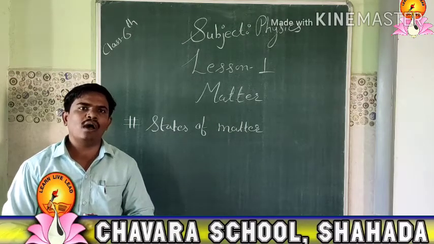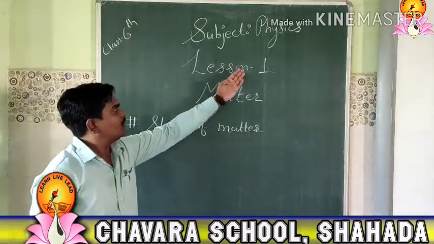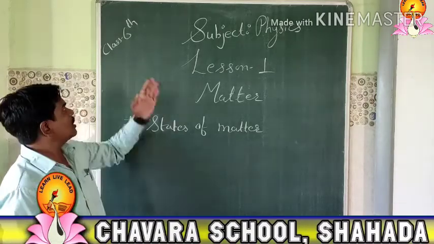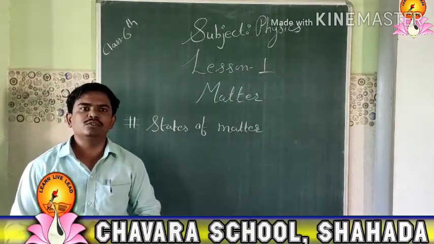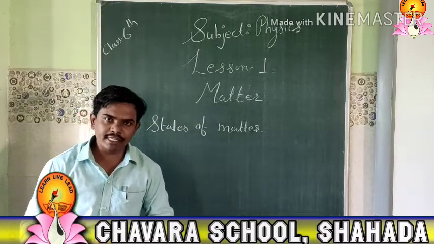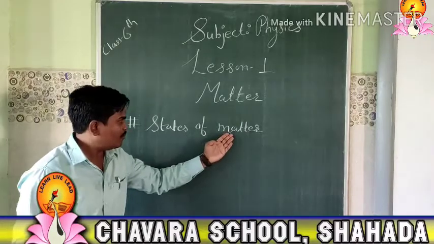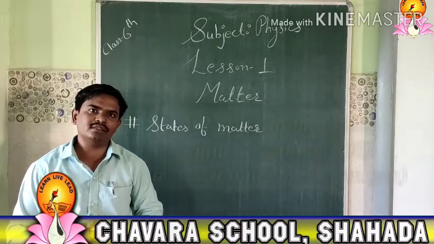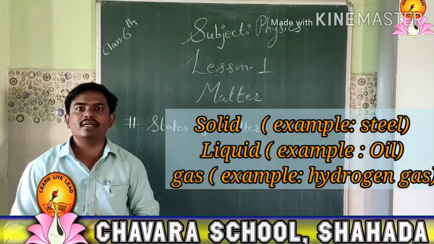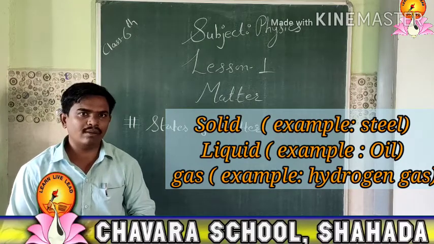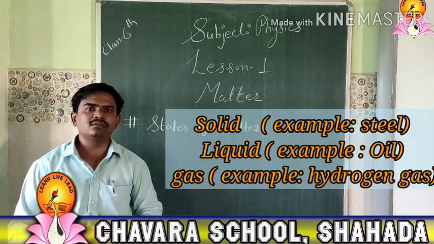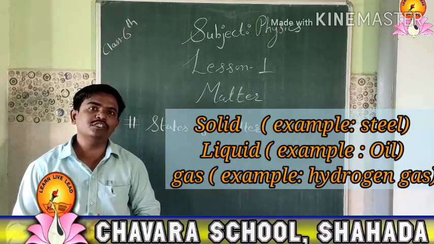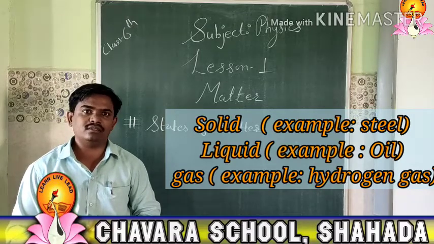Students, now I am going to teach you lesson number 1, matter, subject physics, class 6. So dear students, now I will teach you states of matter. Generally there are 3 states of matter: solid, liquid, gas. For example, steel, it is solid; oil, it is liquid; and hydrogen gas, it is gas.